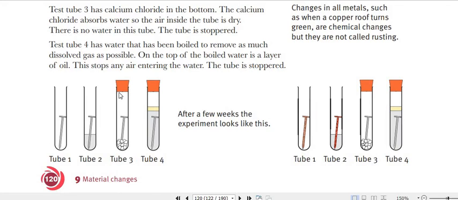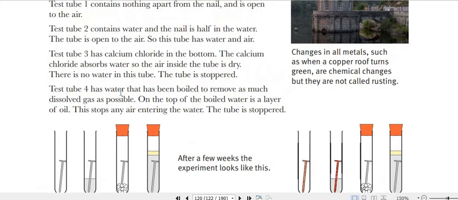We have 4 test tubes. أول واحد كان فيه nothing apart from the nail, بس مفتوح للهواء. Tube number 2 contains water and the nail is half in the water and the tube is open to the air. والتيوب نمبر 3 كان في عنا كالسيوم كلورايد. هلا الكالسيوم كلورايد guys absorbs water, so the air inside the tube is dry air.